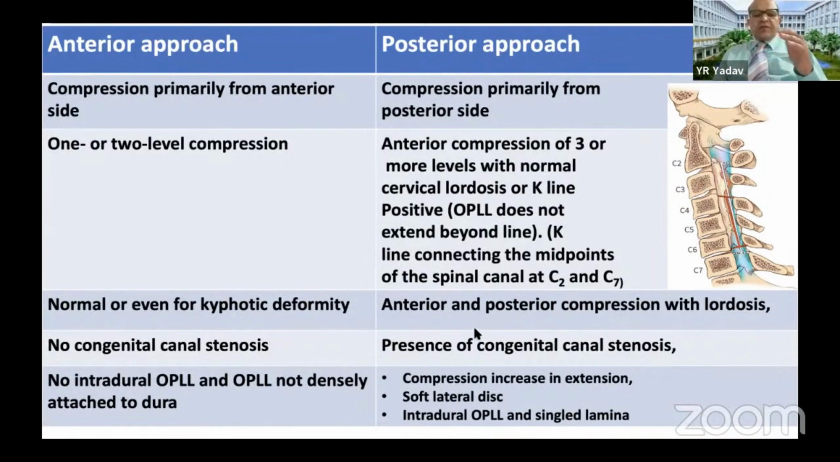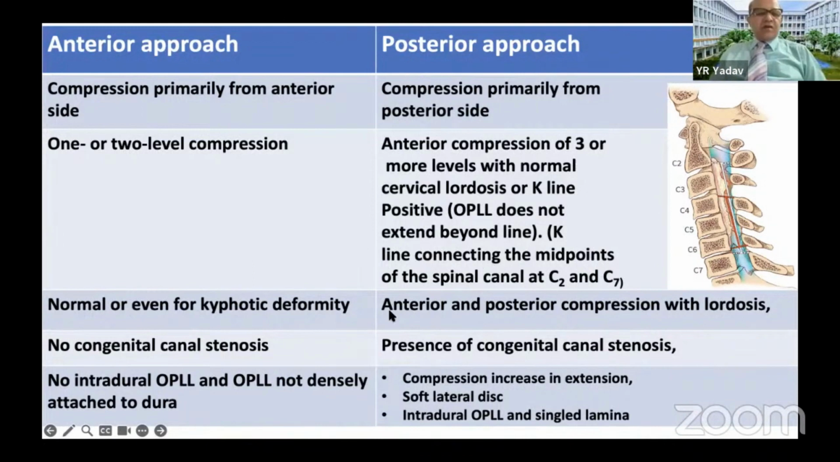So what does it mean? The indirect decompression means when you do laminectomy or decompression from posterior side, and there is a compression on the cord, the cord shifts posteriorly. So it is an indirect decompression. And if there is a kyphosis or loss of lordosis, in that case the cord is not allowed to expand posteriorly. So therefore, your decompression will not work.